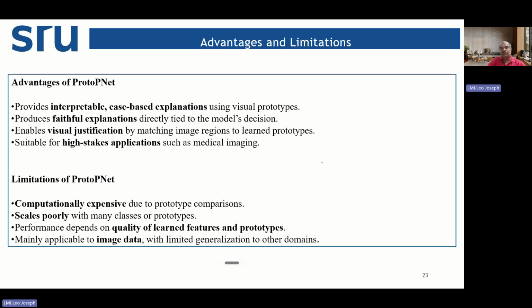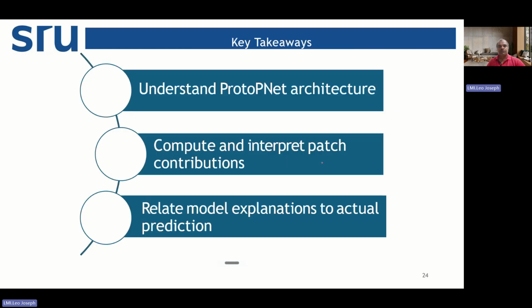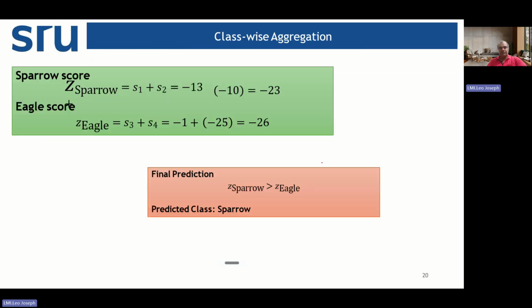And then the quality of the learned features. Suppose one image is already trained and has poor quality, and the presented image has good quality, then a problem will come in performance, based on the performance of the learned patches and the input. It is mainly applicable to image data with limited generalization. That is, it is not applicable to very complex images. Generalized images we can form into patches, and we can do this type of classification. So these are all the things about ProtoPNet.